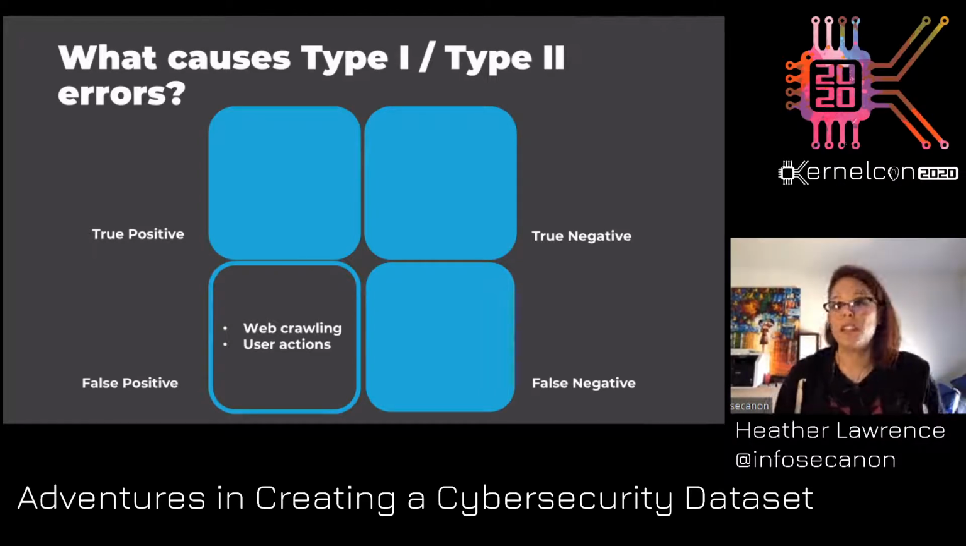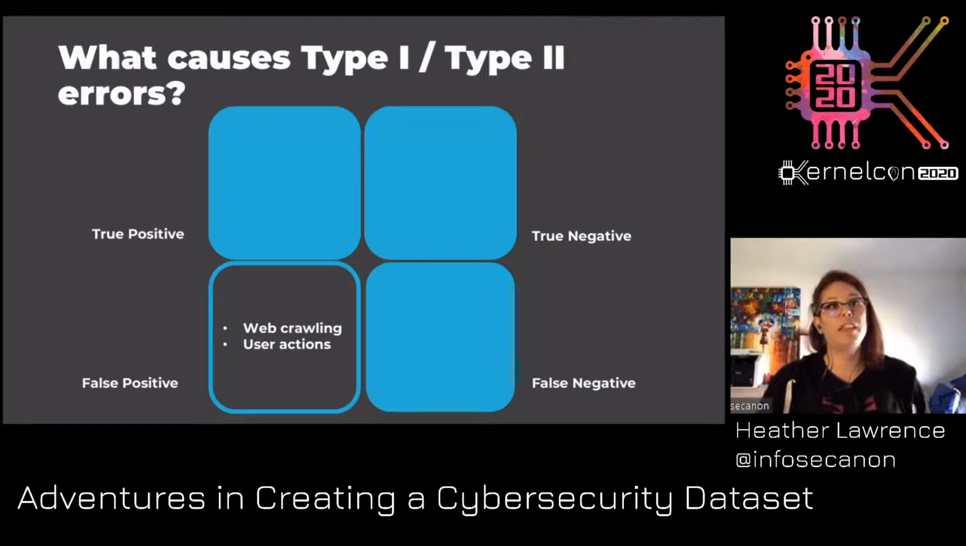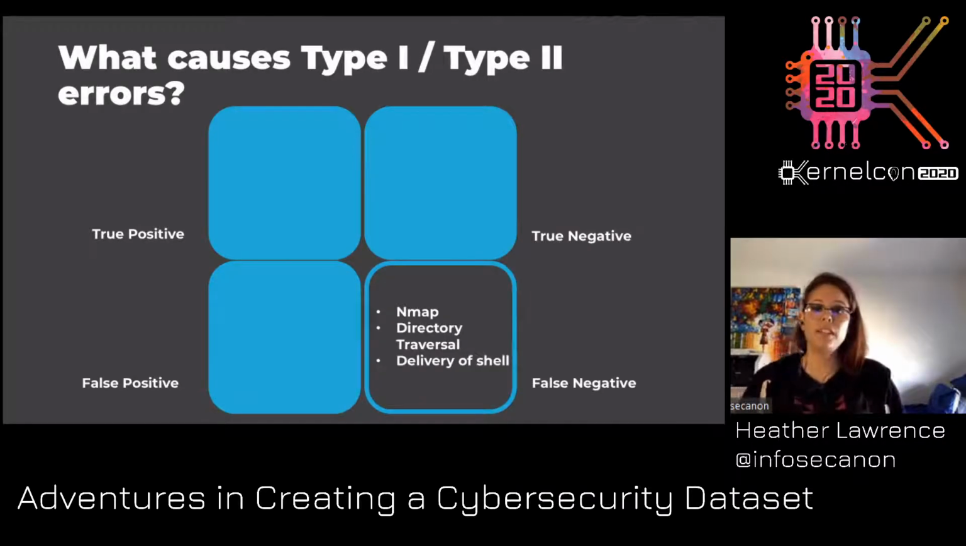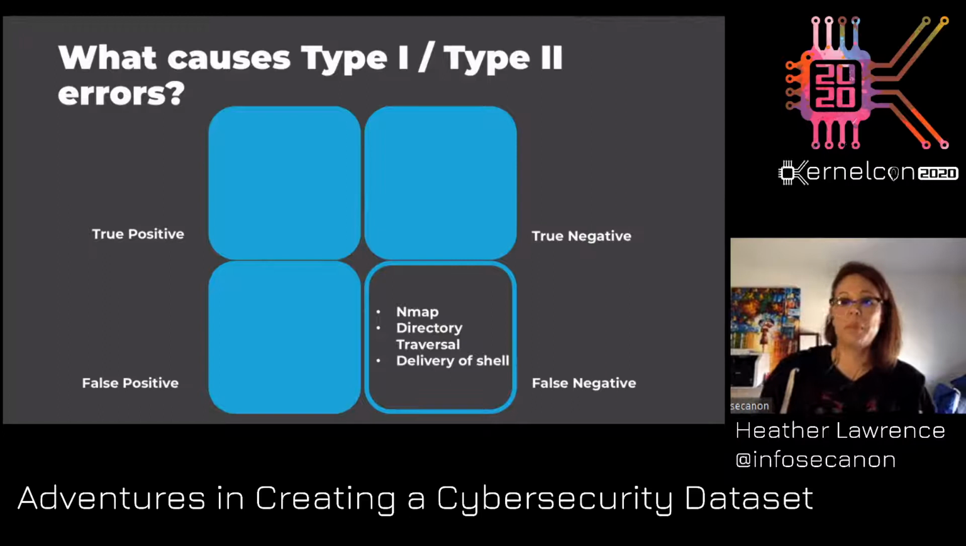User actions. If the IDS sees something that a user is doing network-wise and it is abnormal, that user doesn't do it very often, it could be a false positive. And then false negatives could be things like Nmaps. It could be miscategorized. It should be a true positive, but it's not. Same thing with directory traversals or deliveries of shells.